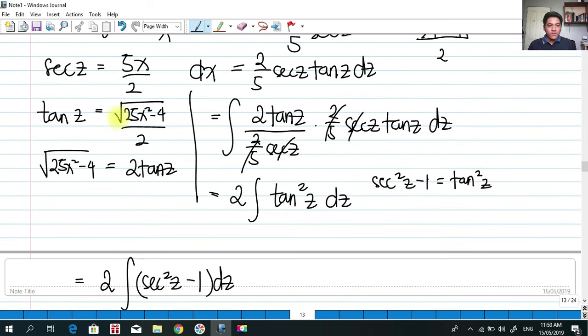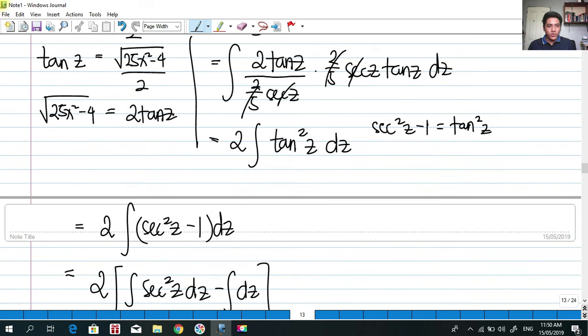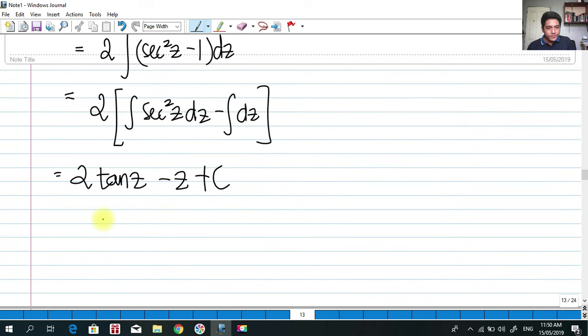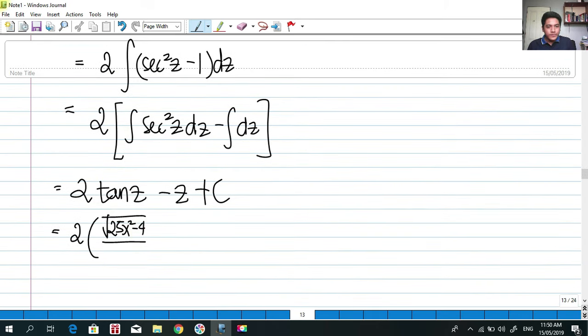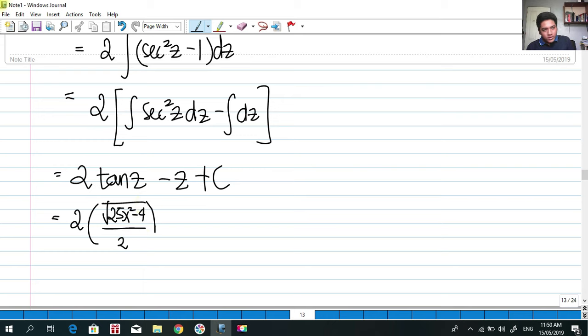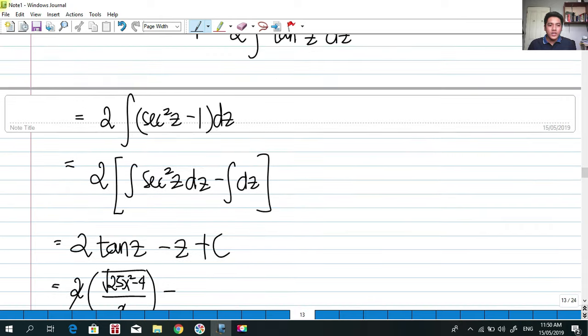Right, and going back to substitute this z into x, our tangent z equals the square root of 25x squared minus 4 over 2. So we have 2 times the square root of 25x squared minus 4 over 2. Yes, that is 2. And these 2's will cancel. Minus z. We don't know the z.